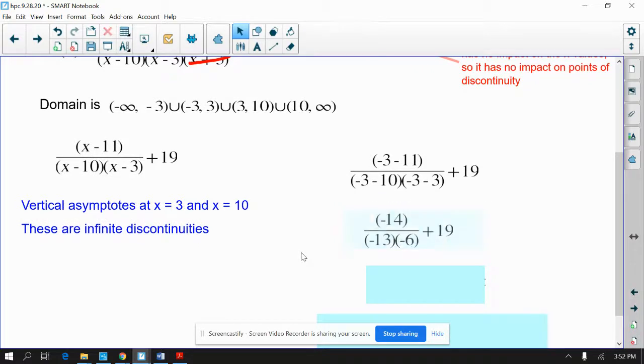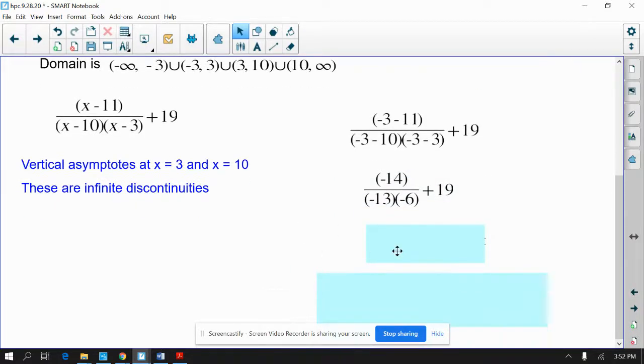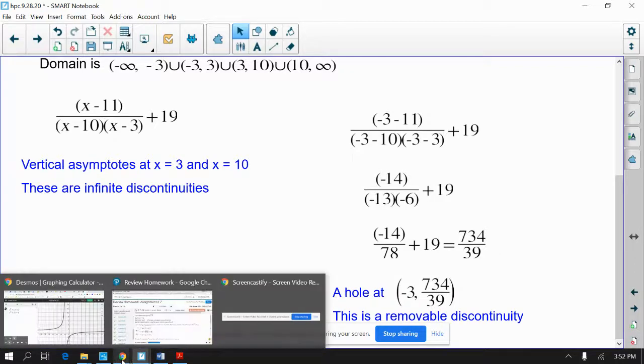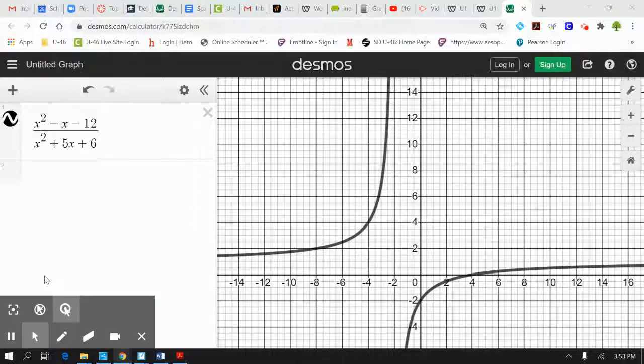So this just takes a little bit of work. Make sure you follow your order of operations. Use your calculator when you need to. And yeah, I did not do that by hand. I just plugged this into the calculator and I got that. So there is a hole at -3, 734/39. That is a removable discontinuity. Hopefully that makes sense.